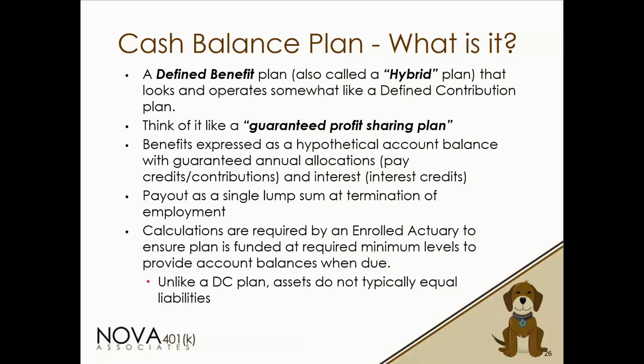or you can roll it into your IRA. As I mentioned, because it's a DB plan, you have to have an enrolled actuary to determine the funding levels, the required minimum levels. There's also a maximum deductible that you can do each year, and the actuary will calculate those numbers for you each year. The actuary will also run the discrimination testing for you as necessary.